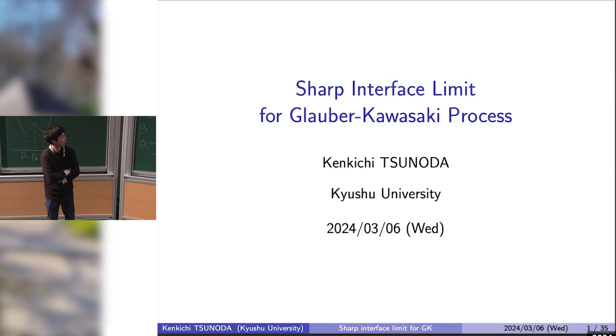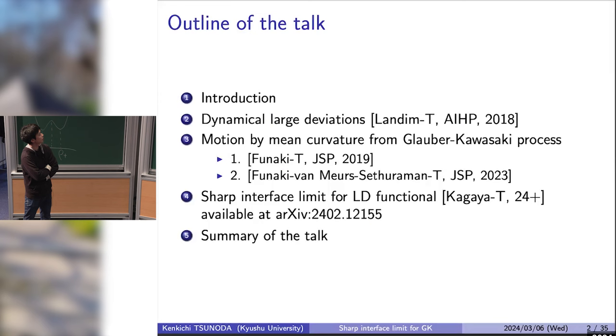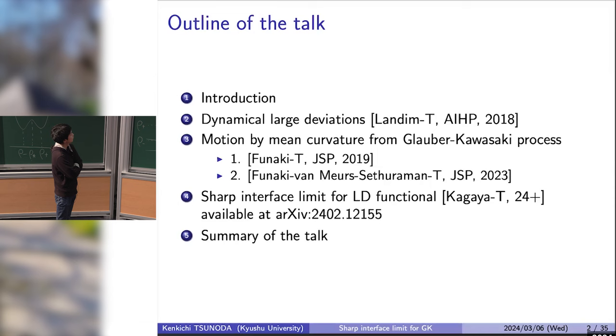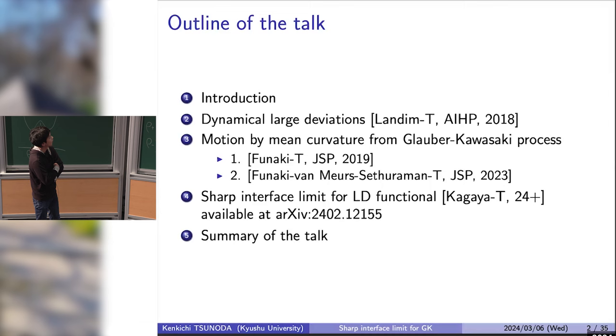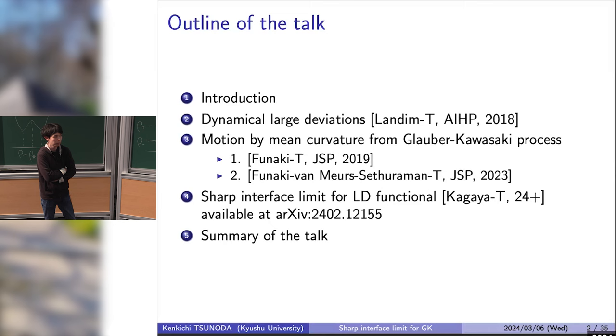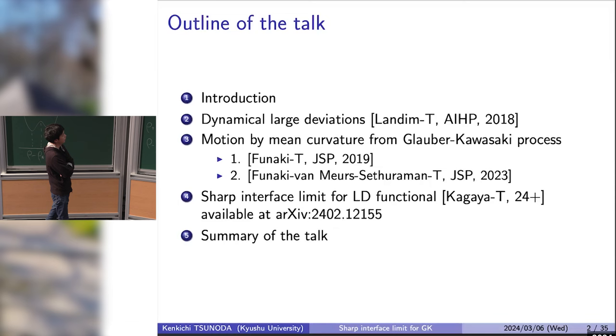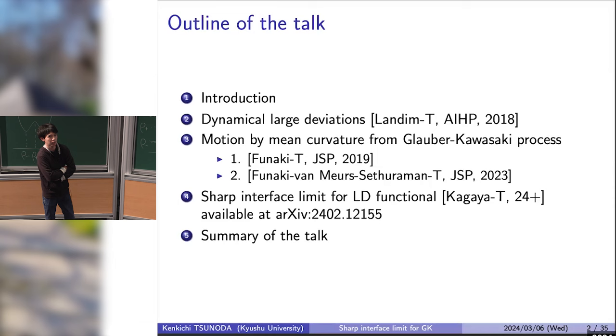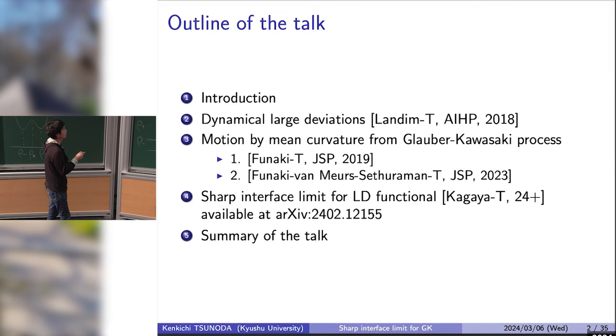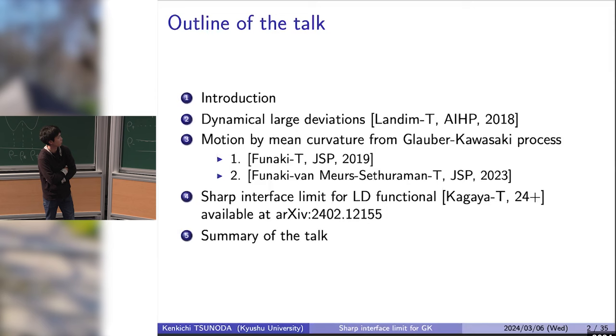So this is a plan of my talk. First I'd like to introduce the model, the Glauber-Kawasaki process. After that, I'd like to examine several results. The first topic is about the large deviations for this model. And after that, I'd like to examine another topic, a derivation of so-called motion by mean curvature from this particle system. And the main topic of this talk is this one, the sharp interface limit for large deviation rate function. So we recently uploaded our paper to arXiv.